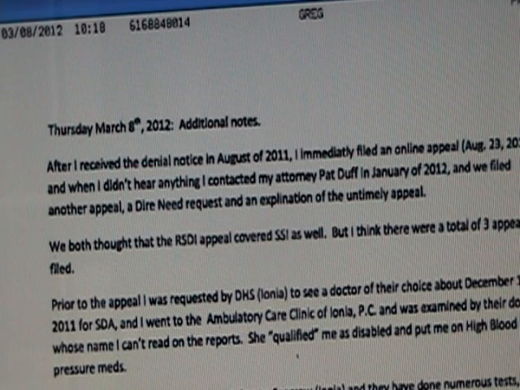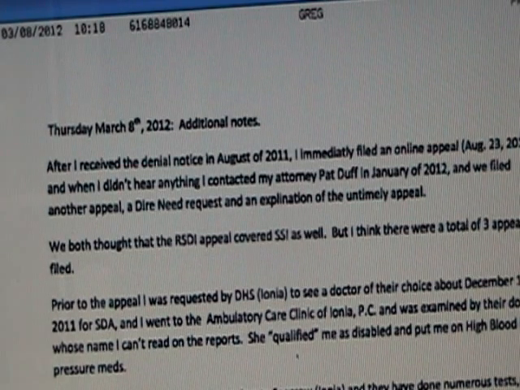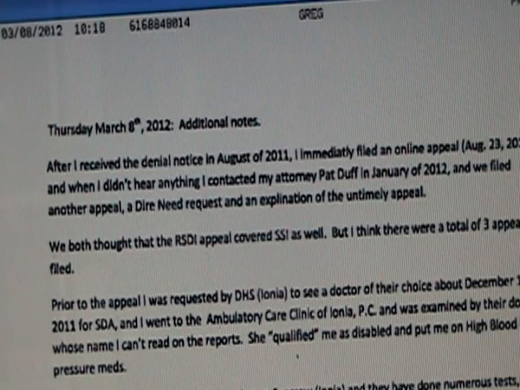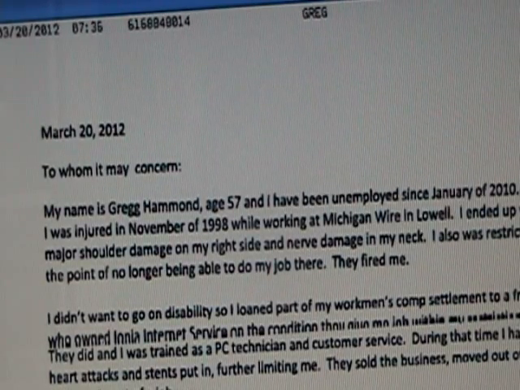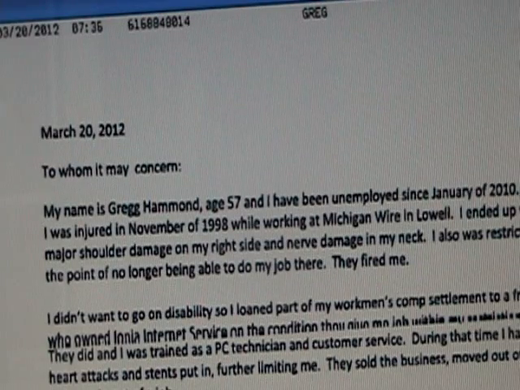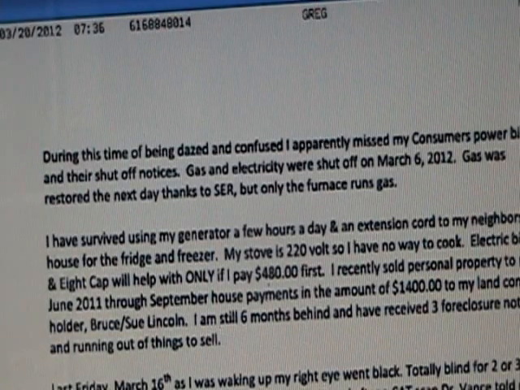I'm trying to read here. Oh, this just states that I sent all the records that I had, and nobody ever informed me that I didn't have records.